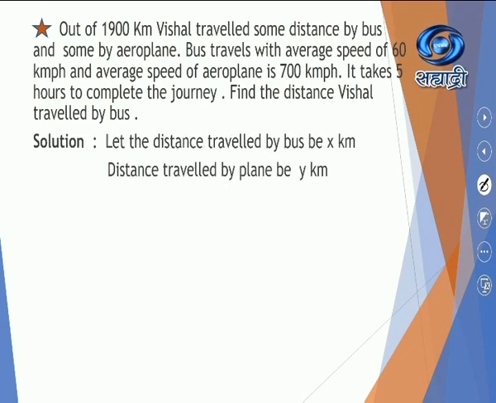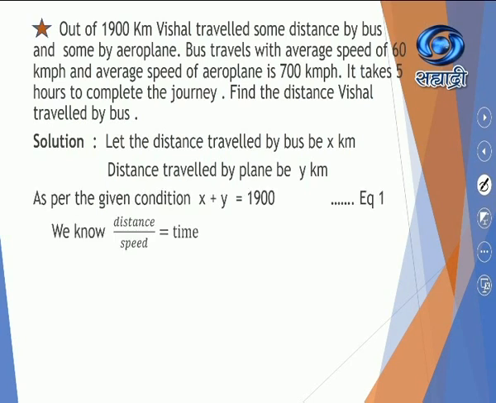Let the distance travelled by bus be x kilometer and the distance travelled by plane be y kilometer. As per the given condition, that is total distance that he has travelled, it is 1900 kilometers. So obviously x plus y equal to 1900. This is my equation number 1. Now in physics we have learned that distance upon speed is equal to time.